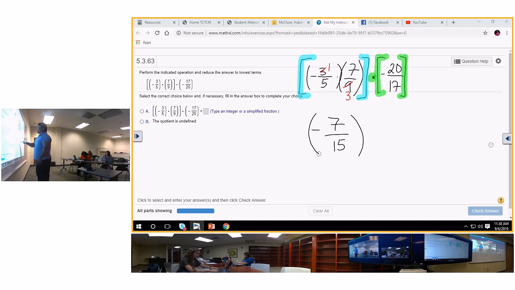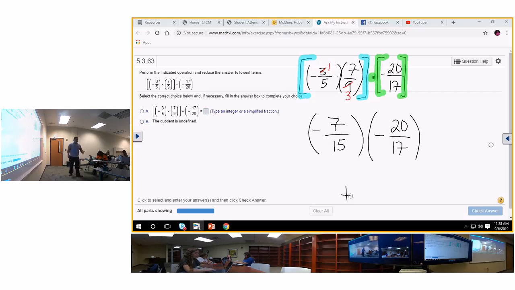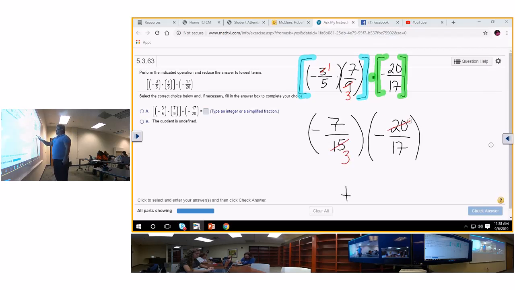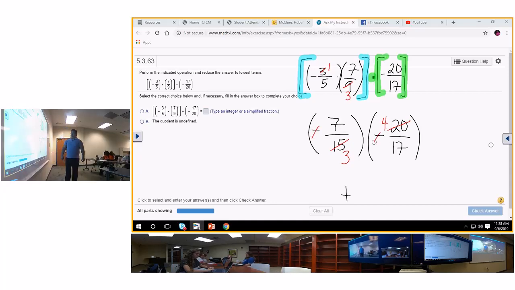Multiplied by what? Negative 20 over 17. So what's the answer going to be? Positive or negative? Positive, because you've got like signs. Now I put that positive there for instructional purposes. You do not have to put that there because you understand that it's positive. Can I cancel anything? Yes. The 15 and the 20, you're right. 5 will go into 15 3 times. 5 will go into 20 4 times. I'm not worried about the signs anymore because I've already said that the answer is going to be positive.